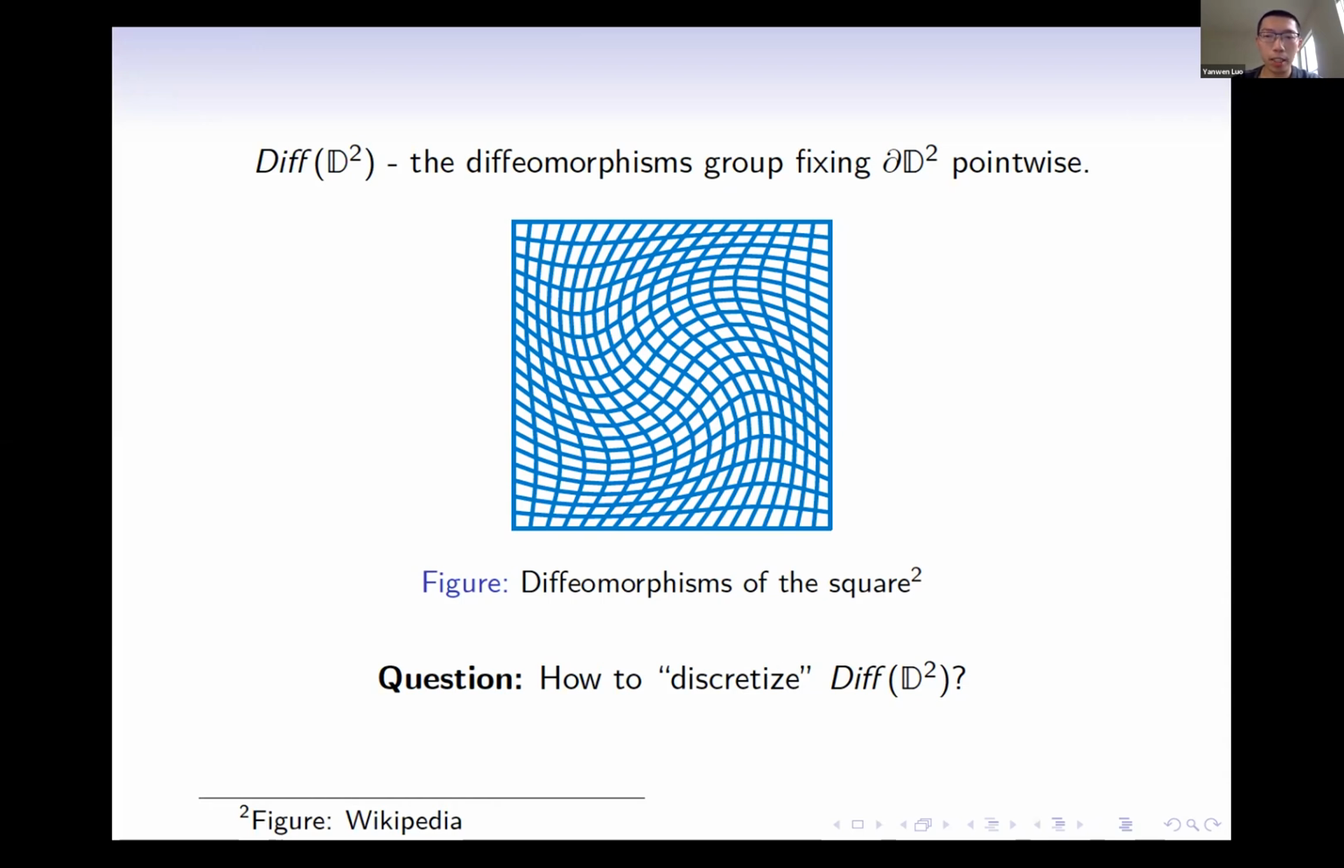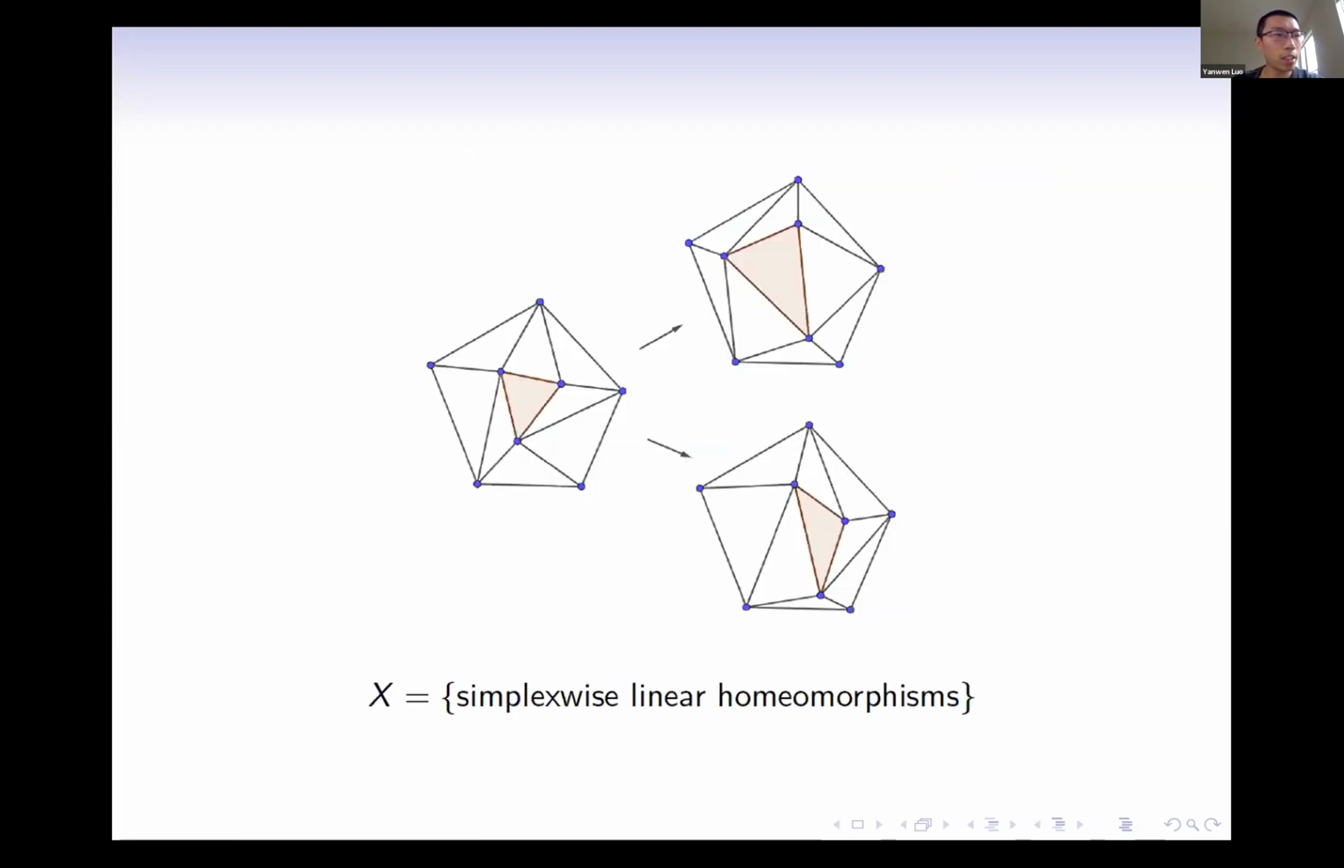And here, I hope after this talk, I can show that there is a natural candidate for this discretization of the diffeomorphism group. And indeed, it is finite dimensional and at least captures one of the fundamental properties of the diffeomorphism group, namely the homotopy class.